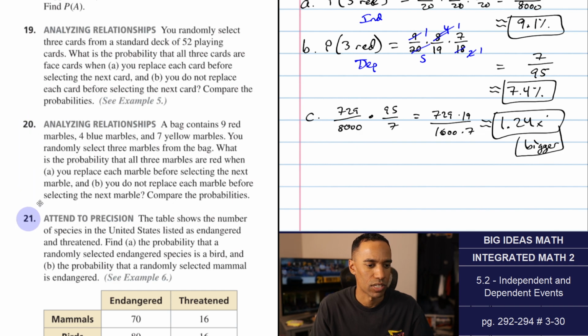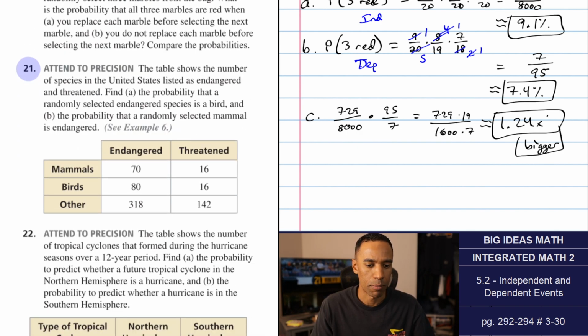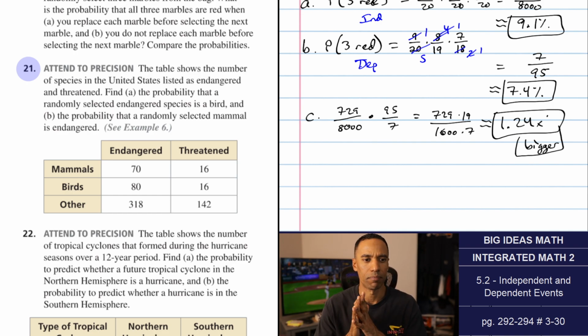Attend to precision. 10 more questions. The table shows the number of species. How long have we gone? Hour 12? Hopefully they speed up. Here's the two-way table things. The table shows the number of species in the United States listed as endangered and threatened. Find the probability a randomly selected endangered species is a bird and the probability a randomly selected mammal is endangered.